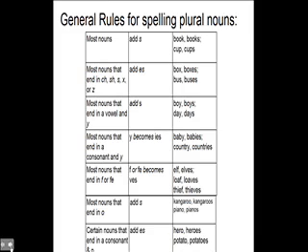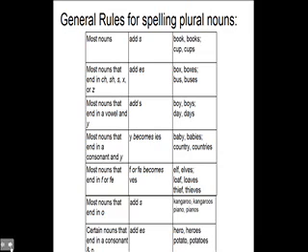Now, here are some general rules for spelling plural nouns, and there are quite a few of them. These are kind of by way of review, and you should know them. For most nouns, we just add an S to form the plural, and you can see that book becomes books by adding the S. Cup becomes cups.